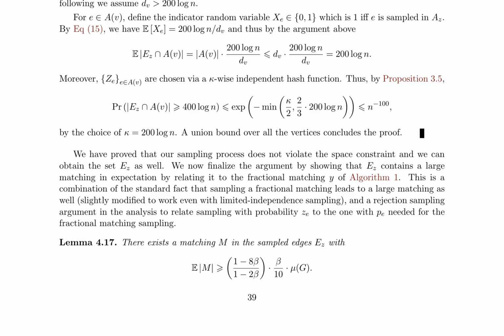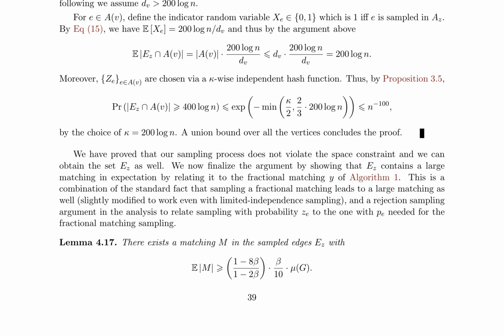The authors prove that the size of E_z can be bounded with high probability, specifically |E_z| = O(n log n), using a combination of propositions 3.4 and 3.5. This is achieved by showing that the number of edges assigned to each vertex v, denoted by A_v, is O(log n), with high probability.